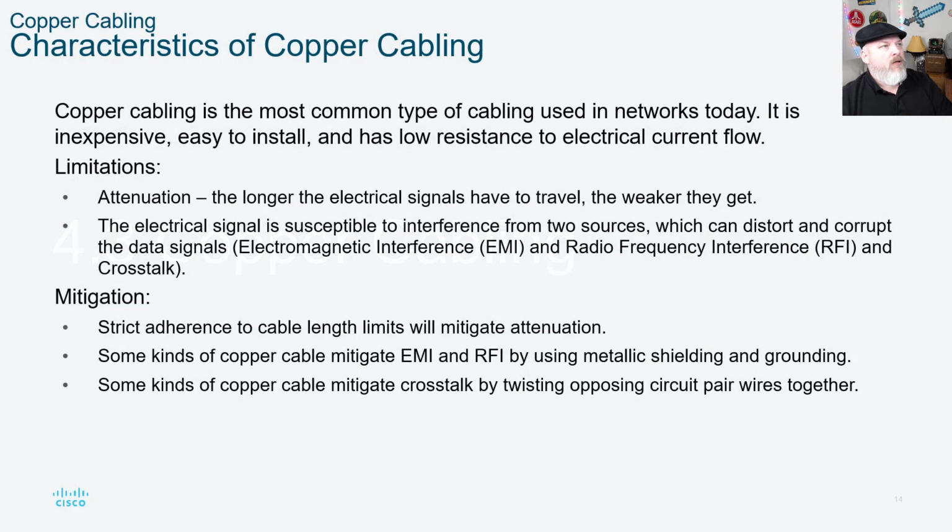Copper cabling. The characteristics of copper cabling, it's the most common type of cabling used in networks today. It's inexpensive, it's easy to install, and it has low resistance to electrical current flow. Now, some of the terms you need to understand and know about copper is attenuation, and not just copper, it's all networks, but attenuation, that's the longer the electrical signal travels, the weaker they get.